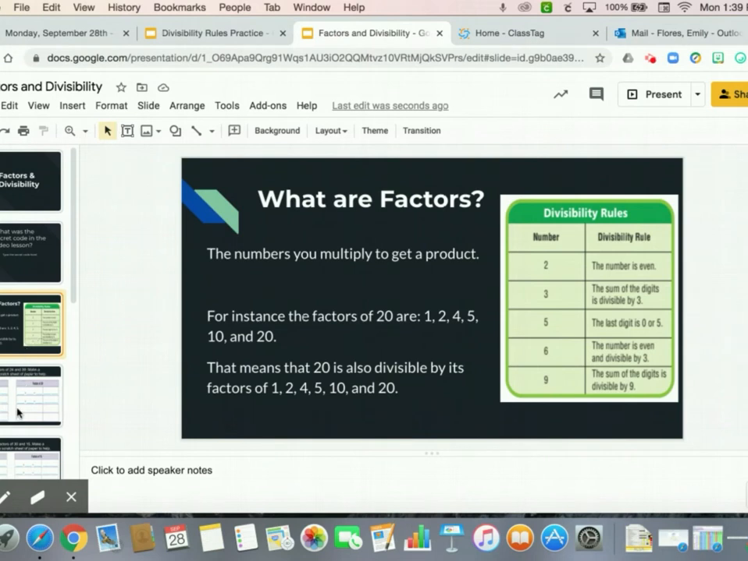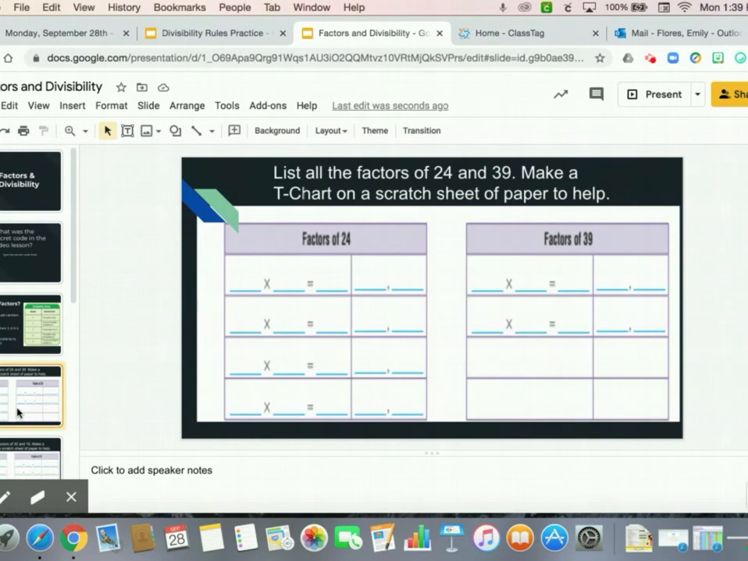So let's look at our first questions. We're going to list all the factors of 24 and 39. And you're going to need to make a t-chart to do this, right? So what you're going to do is come up with your multiplication problems. However many multiplication problems you see, in this case I've got 1, 2, 3, 4. I'm going to have 4 multiplication problems that get me to 24. For 39, I'm going to have 2 multiplication problems that get me to 39.